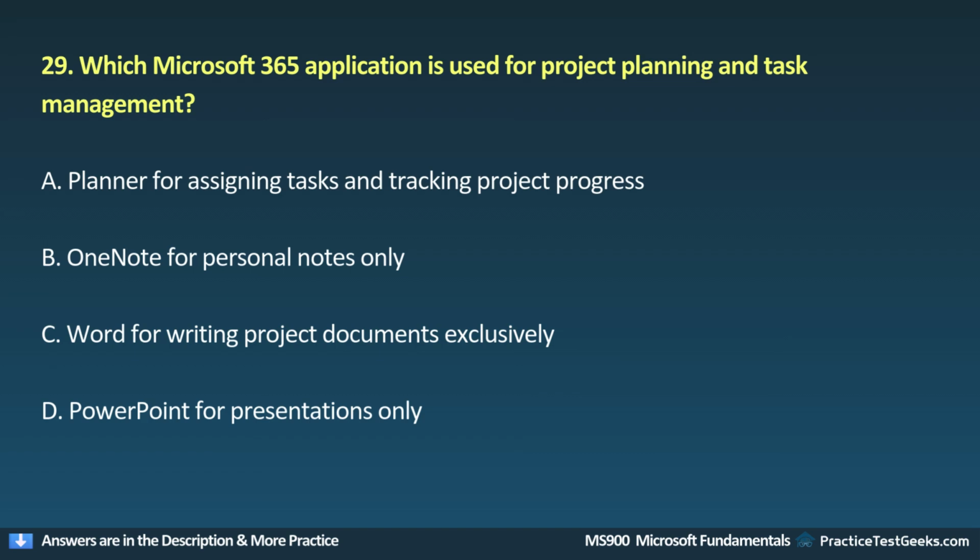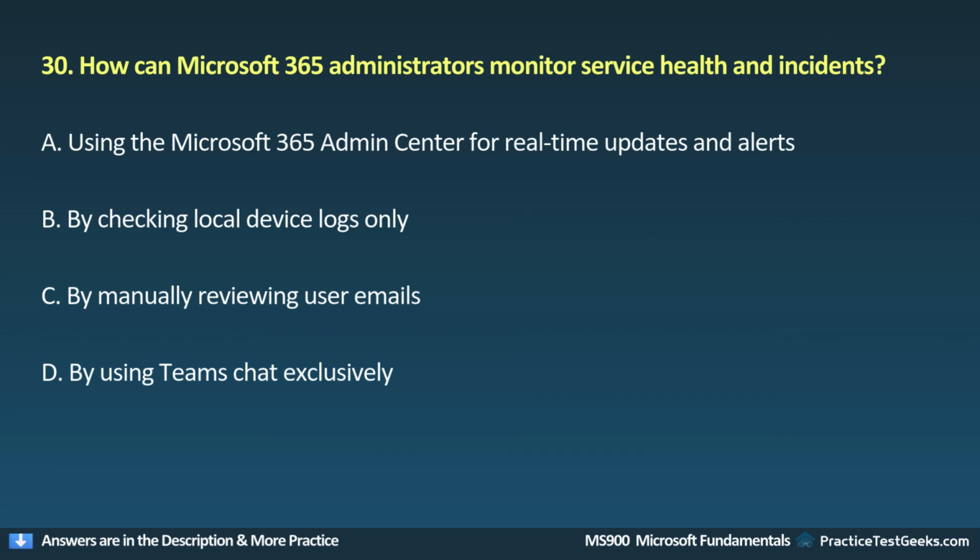A. Planner for assigning tasks and tracking project progress. B. OneNote for personal notes only. C. Word for writing project documents exclusively. D. PowerPoint for presentations only. 30. How can Microsoft 365 administrators monitor service health and incidents?